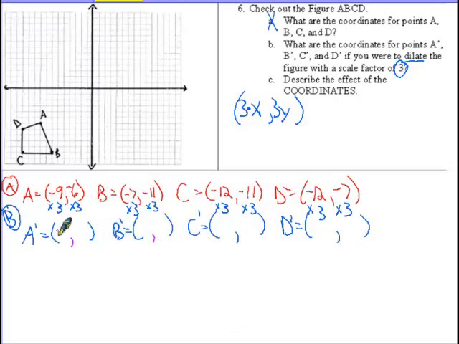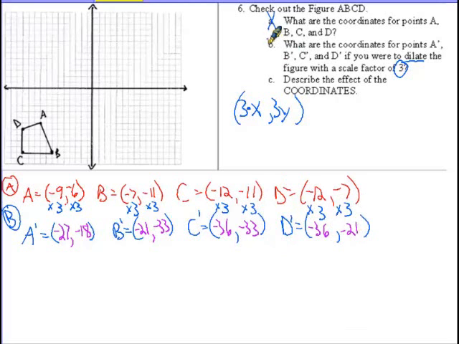So negative 9 times 3: a negative times a positive is going to be a negative. 9 times 3 is 27. Negative 6 times 3 is going to be negative 18. Negative 7 times 3 is negative 21. Negative 11 times 3 is negative 33. Negative 12 times 3 is negative 36. Negative 11 times 3 is negative 33. Negative 12 times 3 is negative 36. Negative 7 times 3 is negative 21.